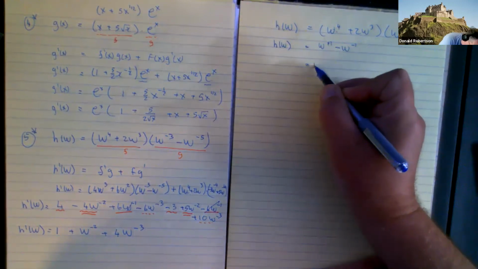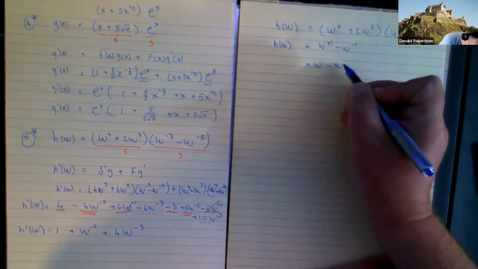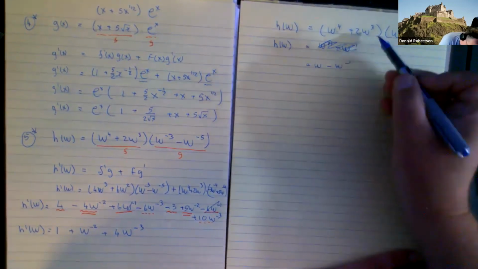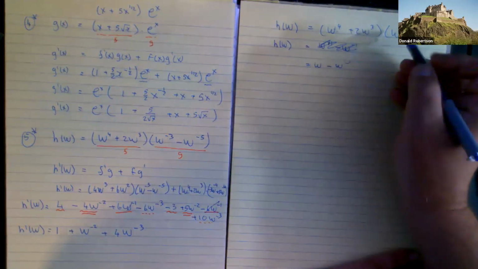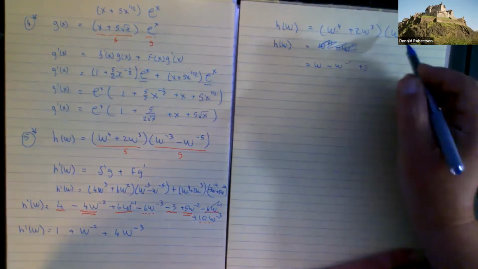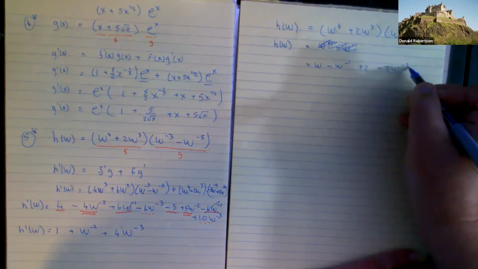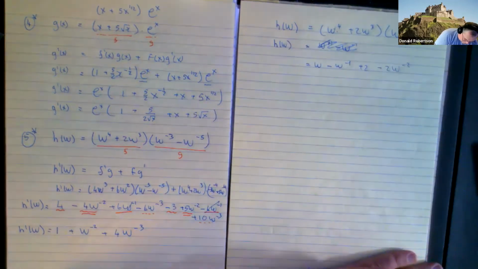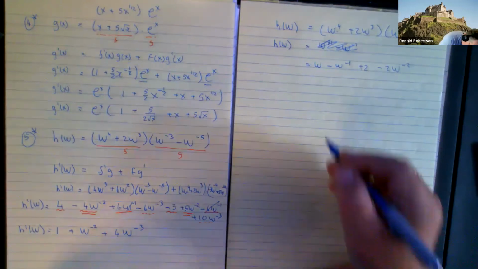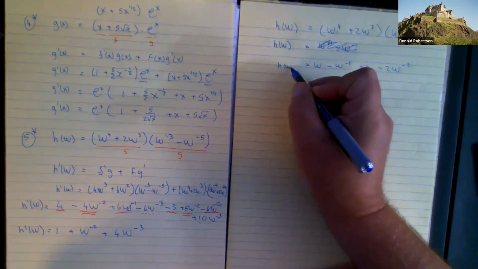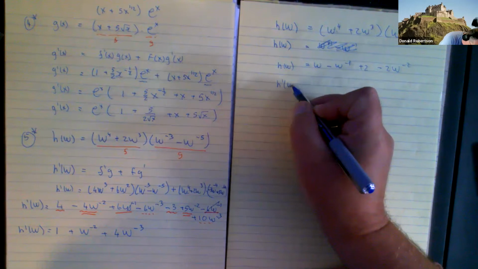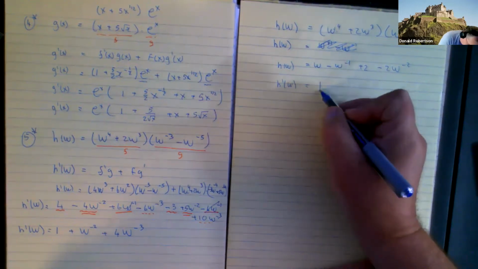Let me rewrite that again. 1, negative 1. That's better. Right, that guy times that guy gets you the number 2. And that guy times that guy gets you negative 2 w to negative 2. Okay. Now I can differentiate. And I get a 1.